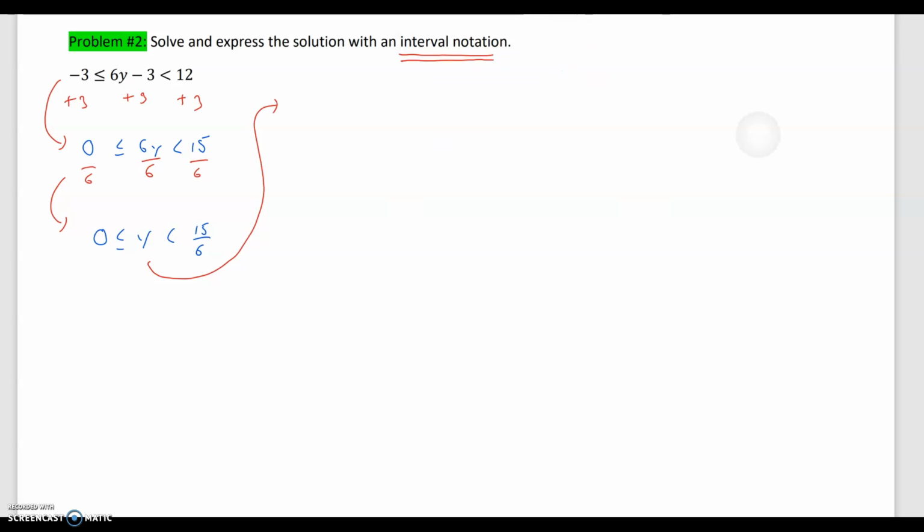And let me rewrite it as the solution. Once again, 0 less than or equal to y and less than 15/6. The interval notation, well, in this case, bracket on the lower bound, since you're including the lower bound, but you're not including the upper bound, so 15/6 with a parentheses.